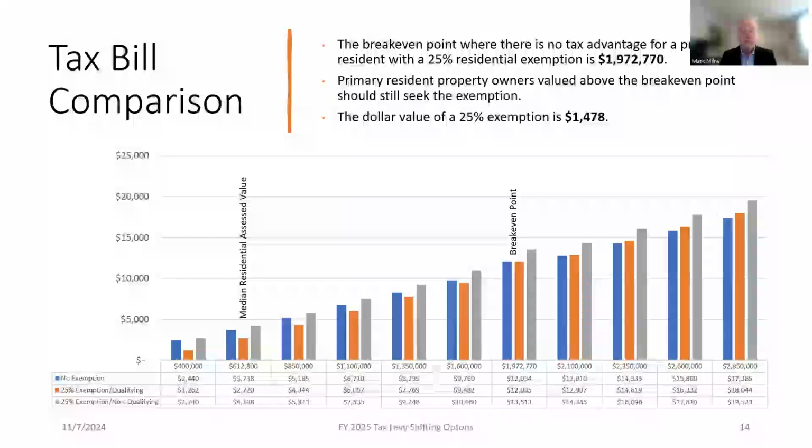However, the property owner qualifying for the residential exemption at those higher values should still apply for the residential exemption, because as illustrated by the difference between the orange bars and the gray bars, there is a financial benefit of $1,478 to every property owner for applying for the residential exemption, even at those higher values.